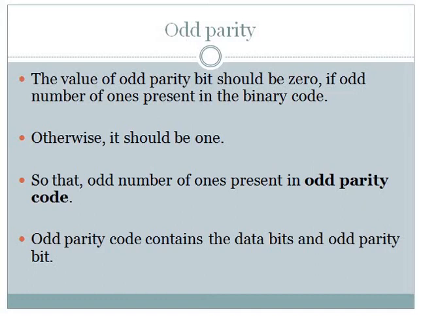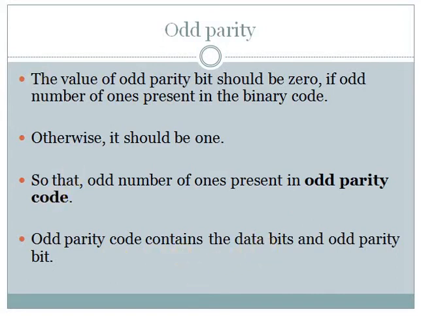Now we will see the odd parity bit. The value of the odd parity bit should be 0 if an odd number of ones is present in the binary code. Even number of ones means that you call it even parity. Otherwise it should be 1, so that an odd number of ones is present. The odd parity code contains the data bits and the odd parity bit.